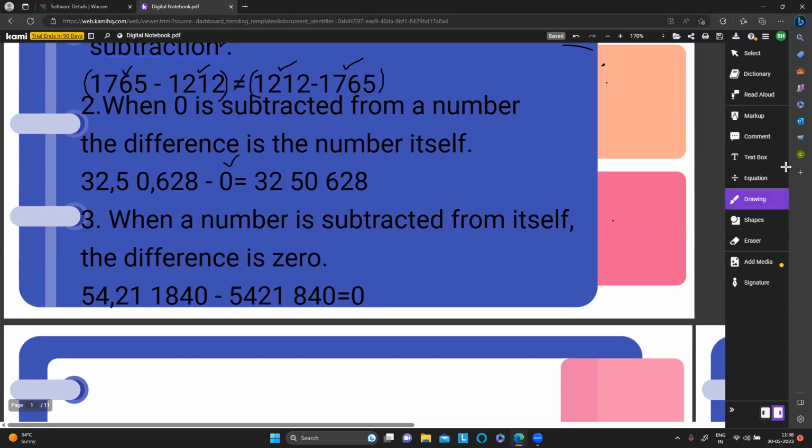itself. For example, you are given 5 apples. Nobody is taking, 0 apples are taken from you. You will always continue to have 5 apples in your hands. So there will be no change in the number if you subtract 0 from a number. Then the next property of subtraction is, when a number is subtracted from itself, the difference that you obtain will be 0.